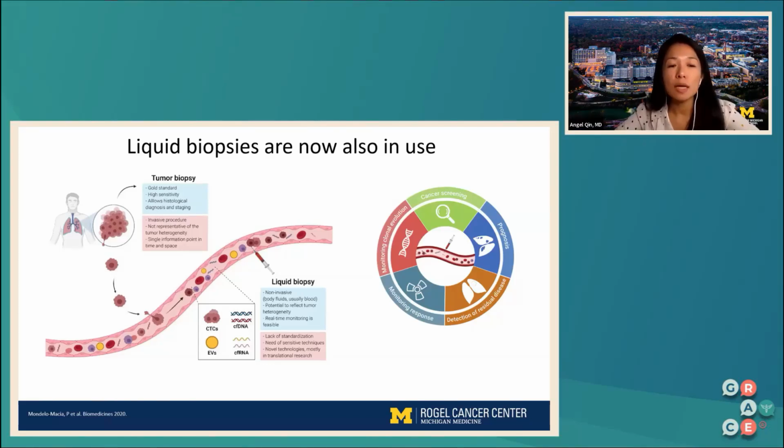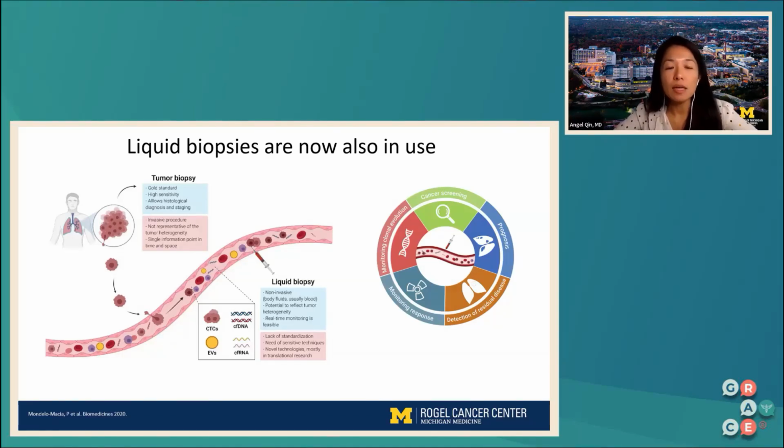What we know now too is that cancer cells do enter into the bloodstream, and sometimes their DNA spills into the bloodstream as well. So what liquid biopsies do is you simply go to the lab, you get some blood drawn, and your oncologist sends it to a specialized laboratory where they actually look for presence of cancer DNA in the blood. And as you can imagine, this is way less invasive than getting a tumor biopsy.